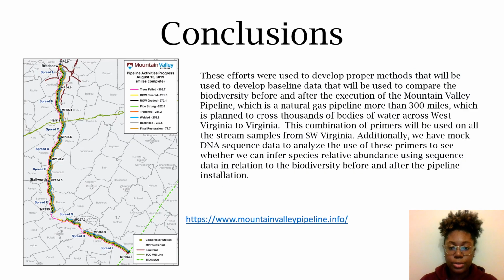These efforts were used to develop proper methods that will be used to develop baseline data that will be used to compare the biodiversity before and after the execution of the Mountain Valley Pipeline, which is a natural gas pipeline more than 300 miles long, which is planned to go across thousands of bodies of water across West Virginia to Virginia. This combination of primers will be used on all the stream samples from Southwest Virginia.